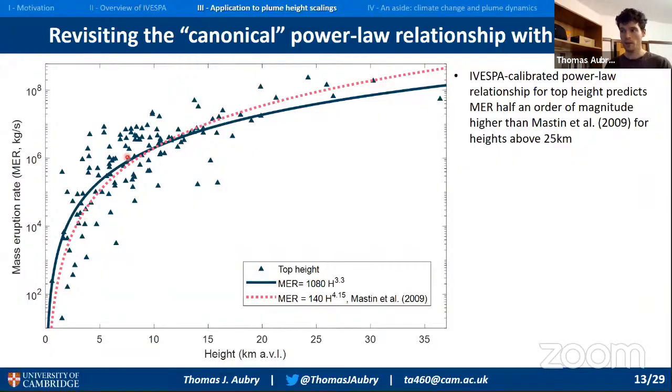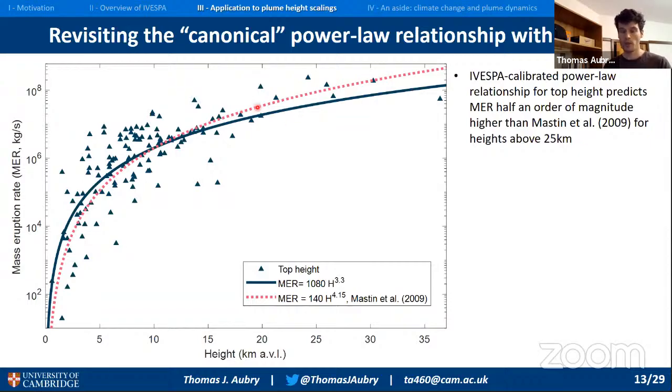The blue line is the new power law relationship we constrained, and the pink dashed line here for reference is the one from Mastin et al. 2009, which I think is the most used nowadays. As you can see, they agree fairly well, but if you look at high mass eruption rate or high plume height, the difference between the two relationships starts being pretty important. There's a half order of magnitude difference in the predicted mass eruption rate here.